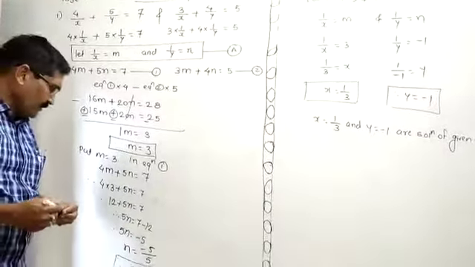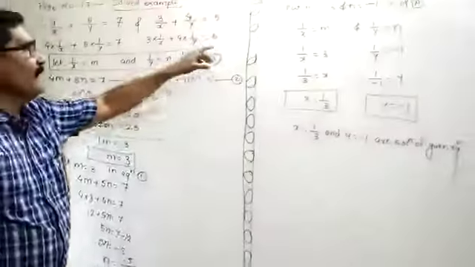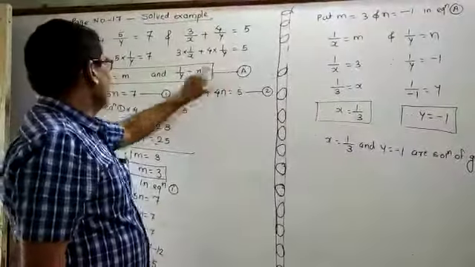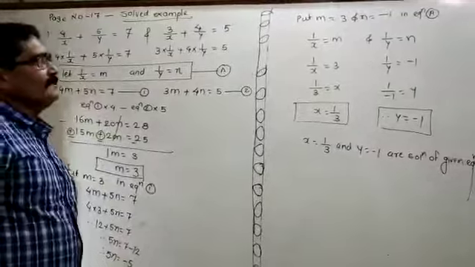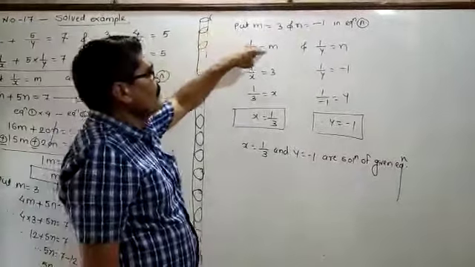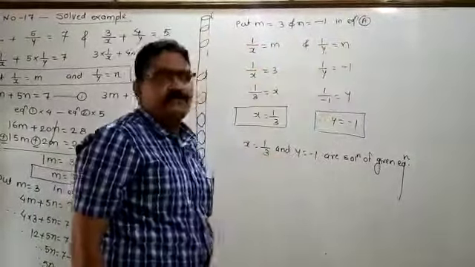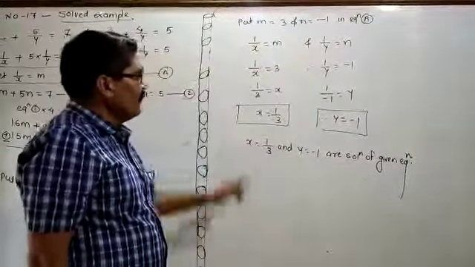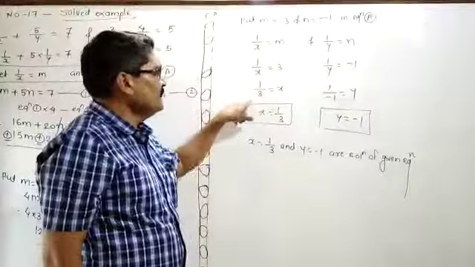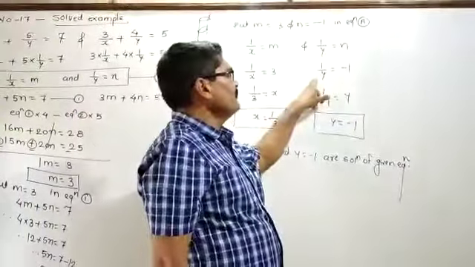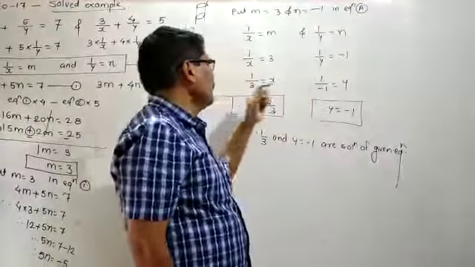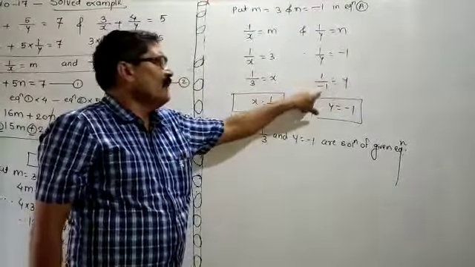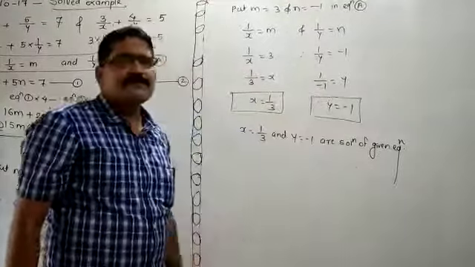You have to put this m is equal to 3 and n is equal to minus 1 in equation A. In equation A you have to put, at that time you will get the value of x and y. But 1 upon x is equal to m and 1 upon y is equal to n from A. You have to put this m as 3 and n as minus 1. You have to transpose this x here, 3 in this side. You have to transpose this y that side and minus 1 in this side. At that time x is equal to 1 upon 3 will come, and y is equal to 1 upon minus 1 means y is equal to minus 1 will come.